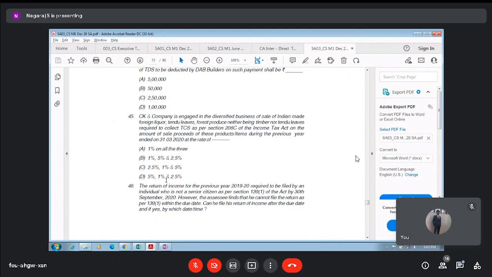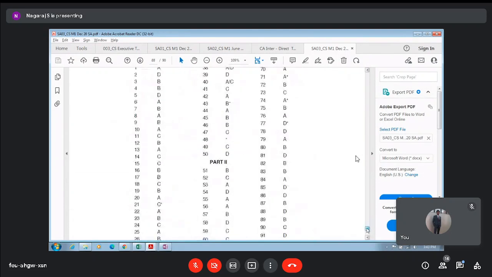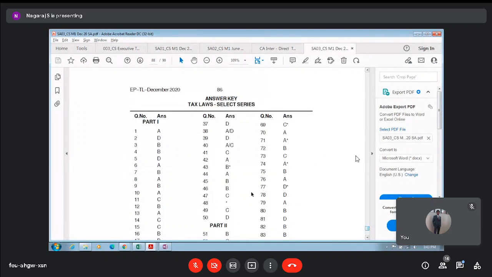Though the percentages are same, first they are asking foreign liquor, it is 1%. In the first A, 1%, and C and D automatically get eliminated. Then the answer is B. You should be a little smart.